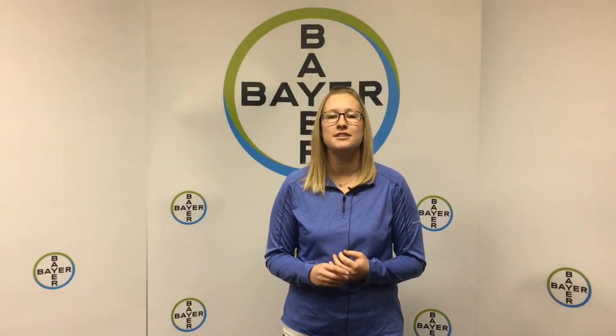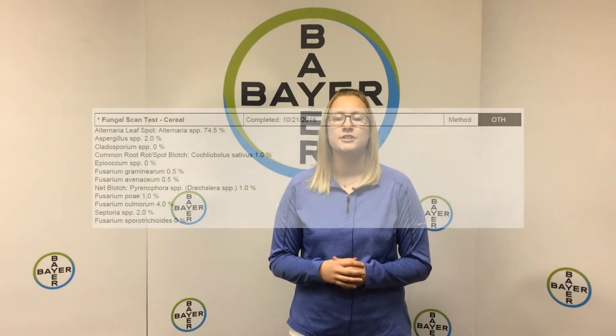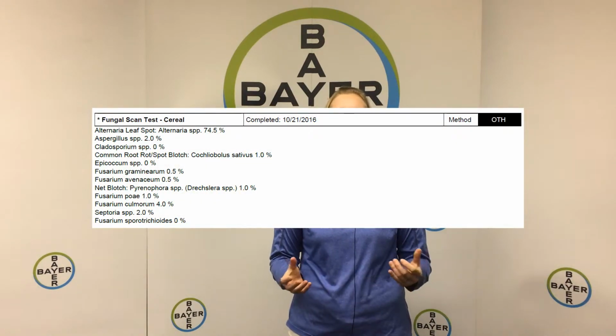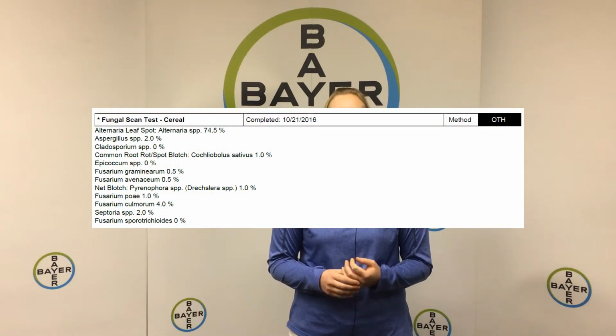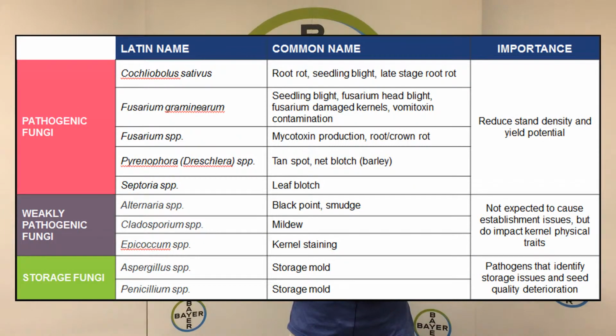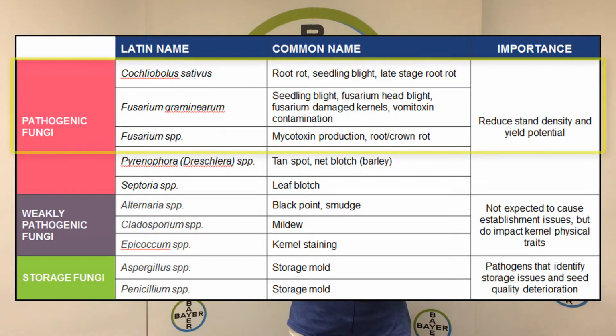Next, you'll see a lot of diseases listed under your seed test result. I'm going to walk you through which diseases you should look at and that could be problematic first. So you have your very problematic or pathogenic, in this case, diseases, which would be diseases like your C. sativus and Fusarium, which are highlighted above. These diseases can lead to reduced plant stance and ultimately reduced yields at the end of the day.